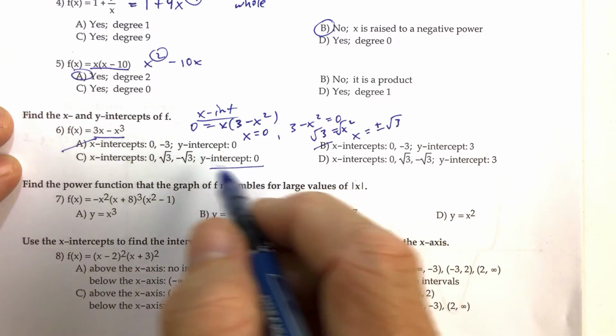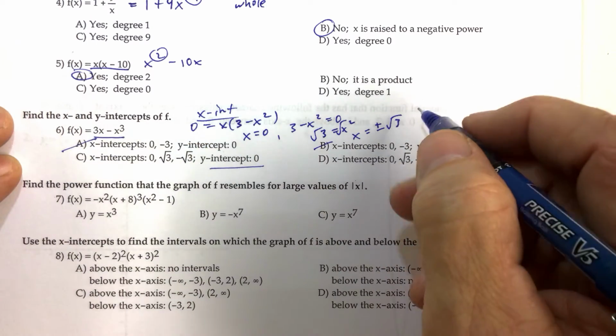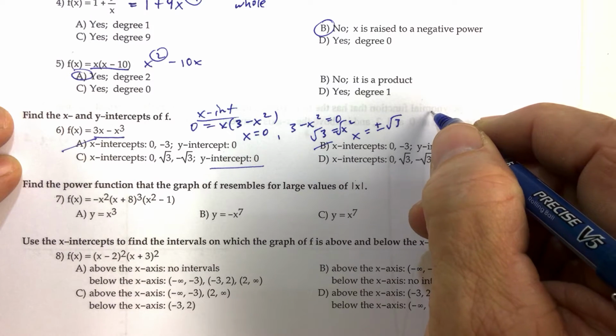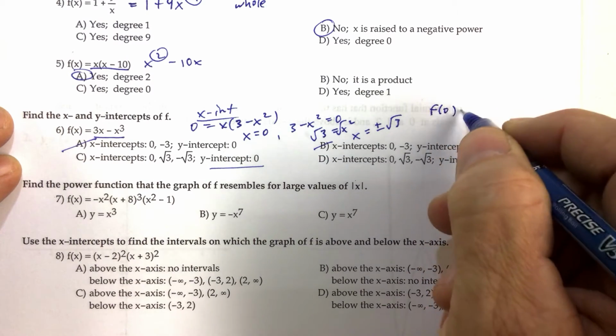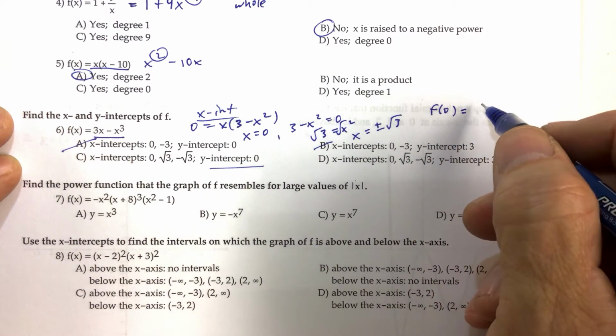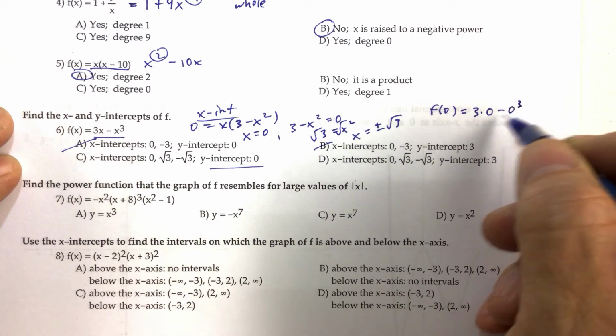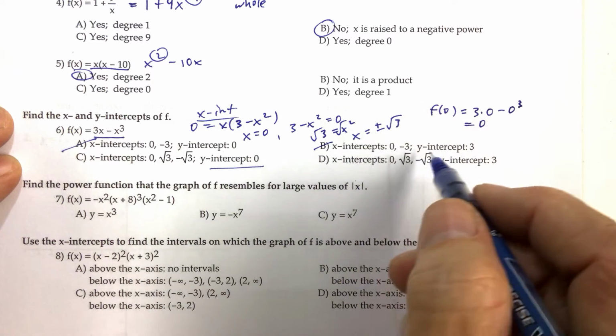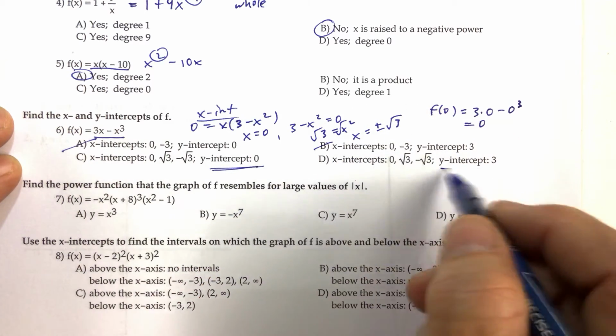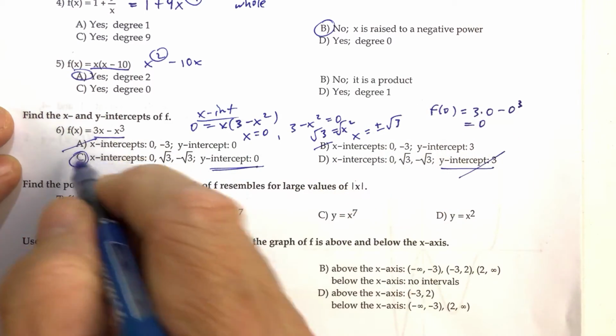So now we have to figure out the y-intercept. Well, the y-intercept is found by letting x equal 0. So when you let x equal 0, you get f of 0 is equal to 3 times 0 minus 0 cubed, and that's just 0. So 0, 0 is the y-intercept. So y-intercept of 0 there. So it can't be this one, so it has to be choice C.